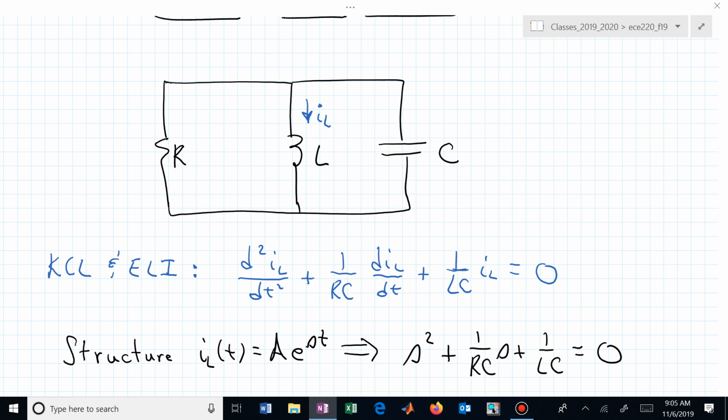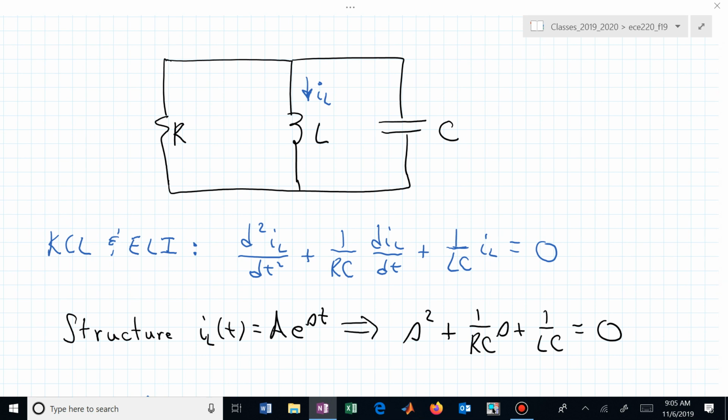You can use KCL and Eli to find the dynamical behavior of this system in a second-order differential equation. It's second order because we have two energy storage devices, the inductor and the capacitor. We can assume a structure for that solution for i_L(t). We could say, that's A e^(st). Substituting that into the differential equation imposes constraints on that frequency parameter s. s now needs to satisfy this quadratic equation, s squared plus 1/(RC) s plus 1/(LC), and what happens after that all depends on those three parameters, or on where those roots are located.